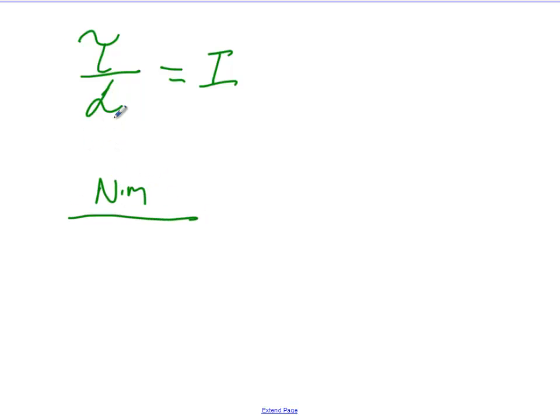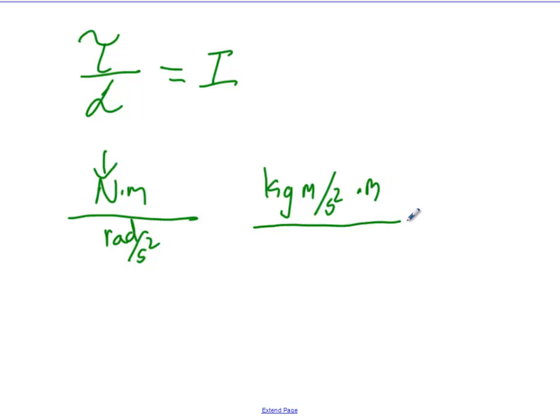Now, I do want to look at the units of moment of inertia. We have torque divided by alpha, angular acceleration, is moment of inertia. Well, remember, torque has units of Newton times meters, and angular acceleration has units of radians per second squared. Now, I'm going to do a little bit of simplification. Remember, a Newton meter is a kilogram meter per second squared. I have that multiplied by meters, and all of that is divided by radians per second squared.